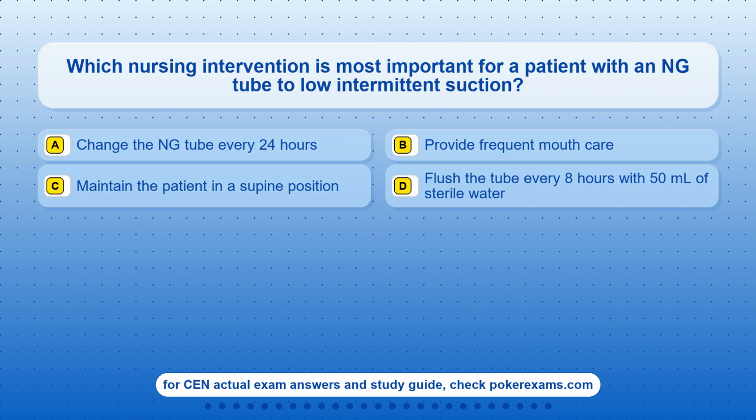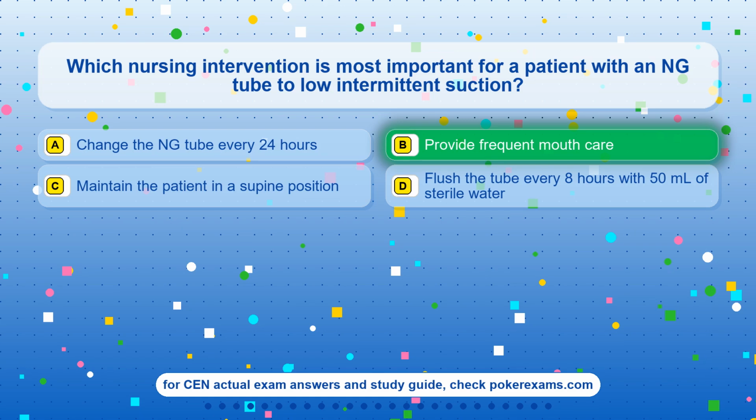Question 3. Which nursing intervention is most important for a patient with an NG tube to low intermittent suction? Option A, change the NG tube every 24 hours. Option B, provide frequent mouth care. Option C, maintain the patient in a supine position. Option D, flush the tube every 8 hours with 50 ml of sterile water.